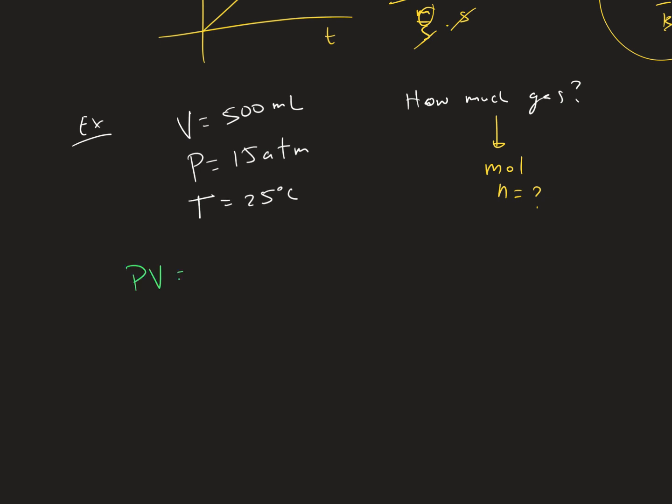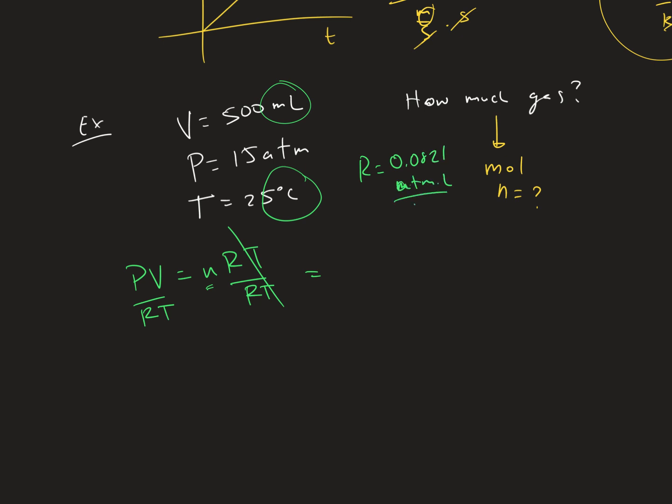So PV equals nRT. We have everything but the number of moles, so we can solve for it. Divide by RT on both sides, and we plug our values in. Should we plug our values in first, or should we make sure we're in the right units? According to R, it has to be 0.0821 atm liter per mole Kelvin.